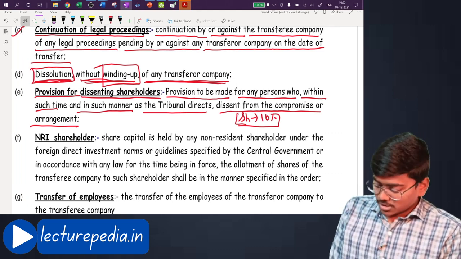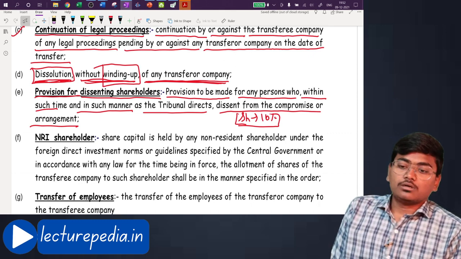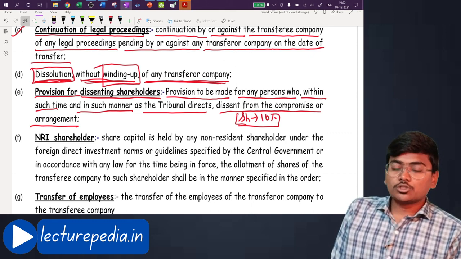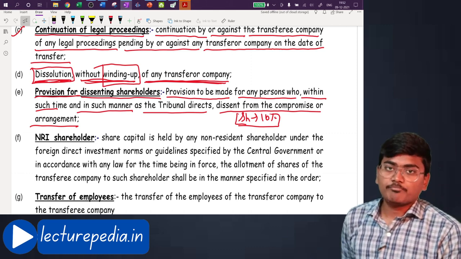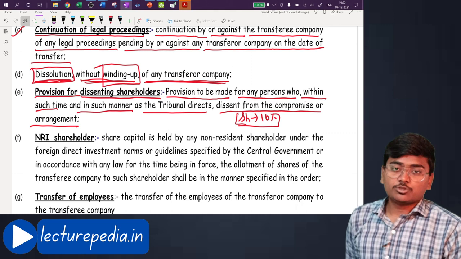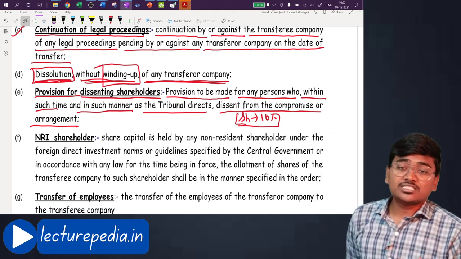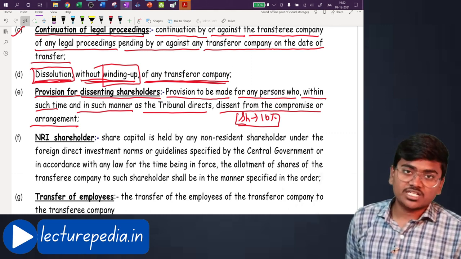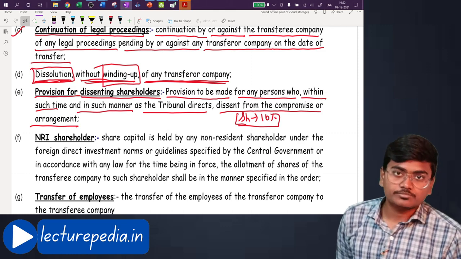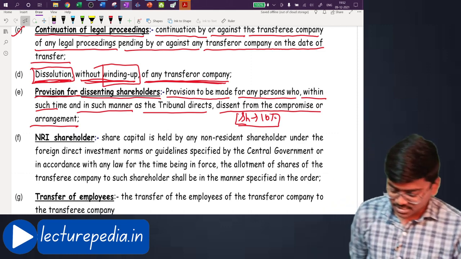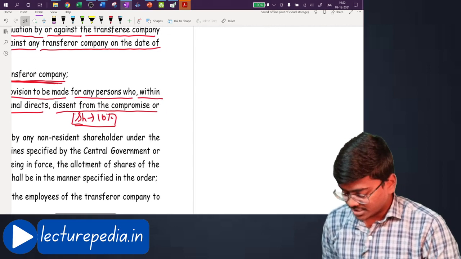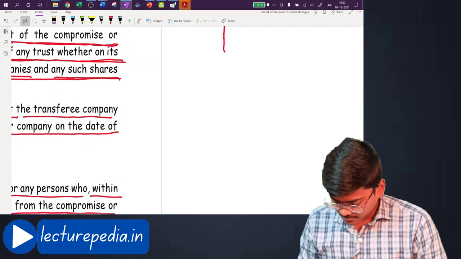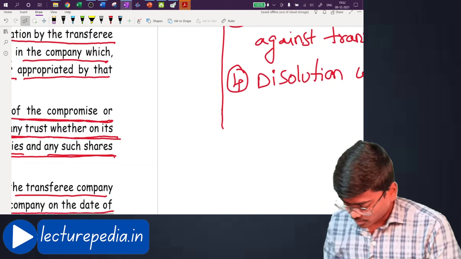If any of the shareholders dissent to the amalgamation, then the order should provide an exit route for these shareholders. That is, the order should provide an option for these shareholders to sell off their shares or any other alternative, which we can call provision for dissenting shareholders. The order should deal with this point. That would be our fifth point.